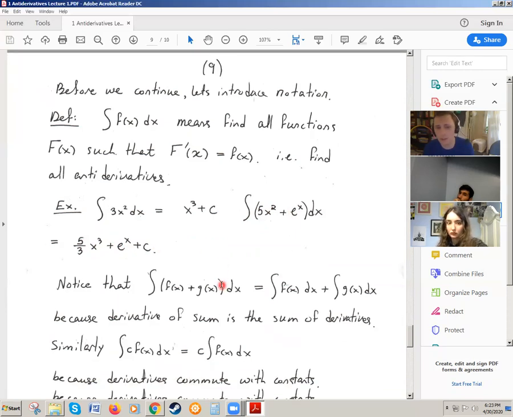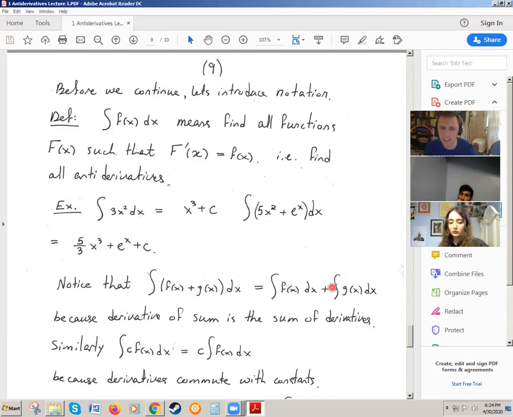Now, you can notice several properties of antiderivatives. The antiderivative of a sum of two functions is the antiderivative of the first function plus the antiderivative of the second function. Why is that so? Because the derivative of a sum is the sum of derivatives. So reversing that makes sense, to work on each part separately. You understand what I'm saying?